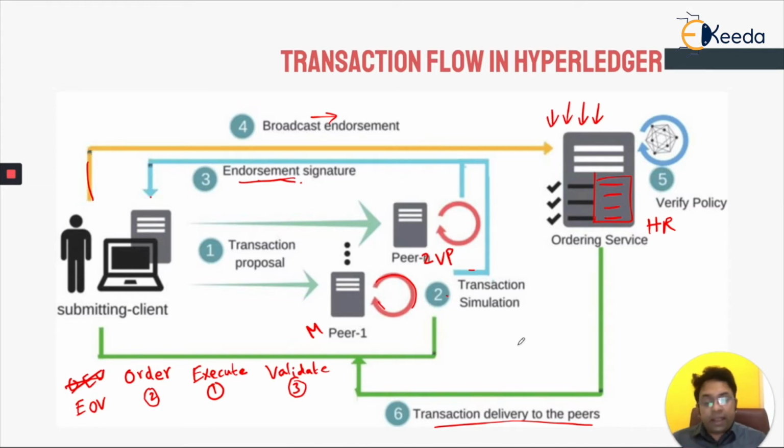So everyone gets the transaction because it's a decentralized network. Every node has to have a copy of the entire blockchain. Same concepts apply in permissioned also, right?